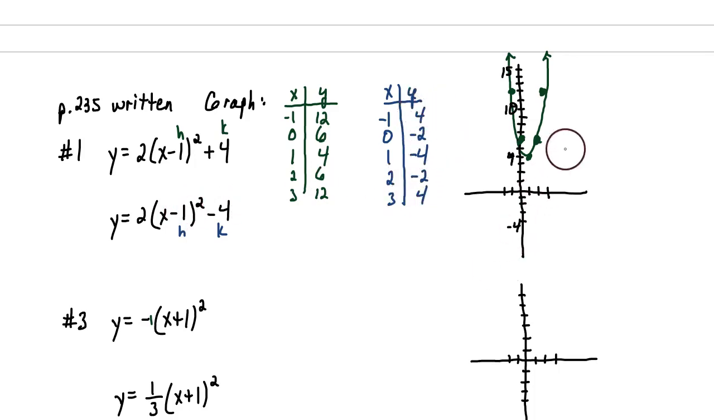Now let's graph the dots. 1, -4 is located here. 0, -2 is here, and 2, -2 is here. -1, 4 is located here, and 3, 4 is located here. And we'll graph in the parabola.